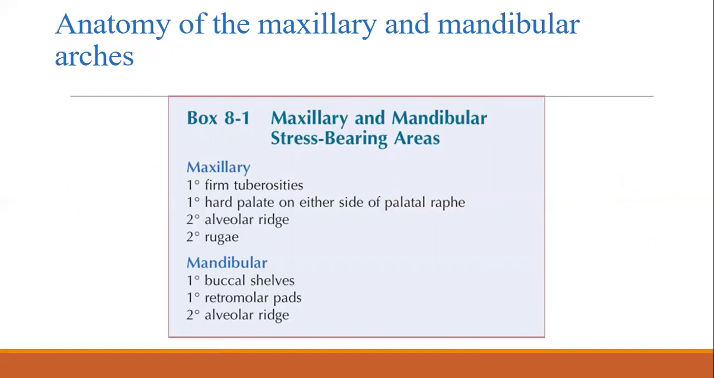The maxillary and mandibular stress-bearing areas are considered, as we said before, as a primary stress-bearing area and a secondary stress-bearing area. They are the areas in the arches that will bear the stress, that will bear the occlusal loads. Okay, so in the maxilla, we have firm tuberosities, we have the hard palate on either side of the mid-palatine raphe, we have the alveolar ridge or the residual ridge, we have the rugae area. In the mandible, we have the buccal shelves, we have the retromolar pad, and we have the residual ridge, which is also called the alveolar ridge.